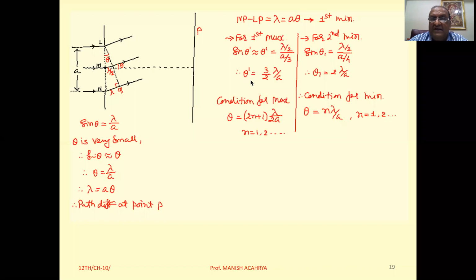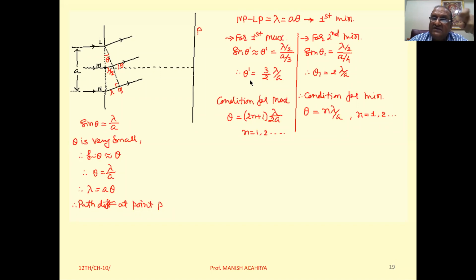So 4 parts will cancel the effect of each other and the intensity on the screen will be obtained only due to all those waves which are diffracted only from that fifth part. So its intensity will now be even less than the first one. So for that here you will get theta double dash, that is 5 by 2 lambda by a.